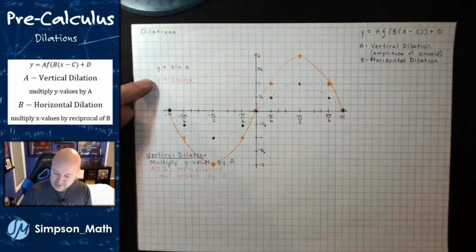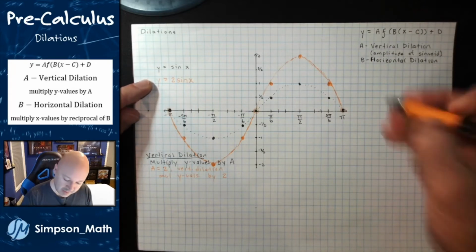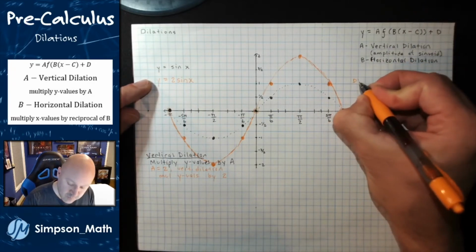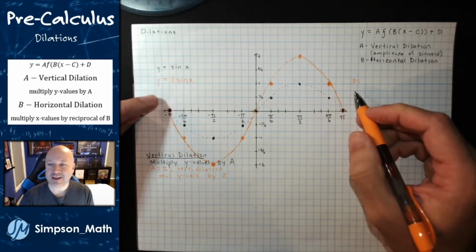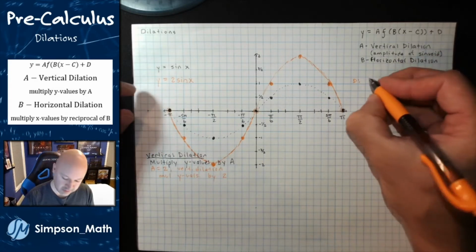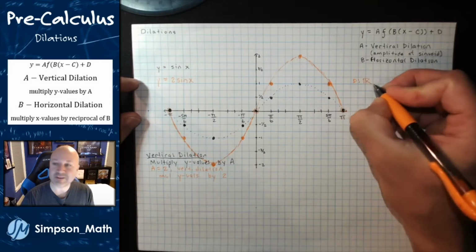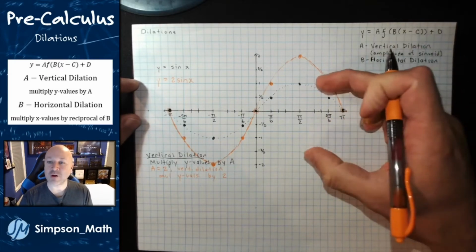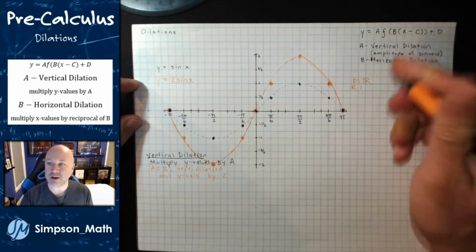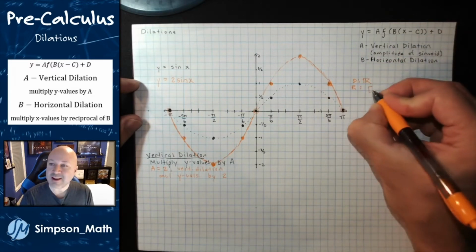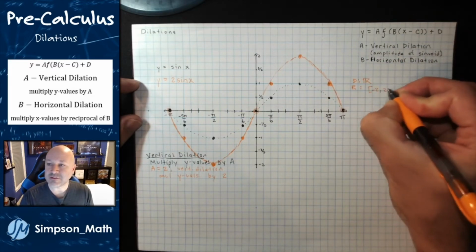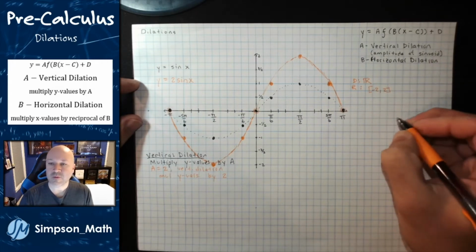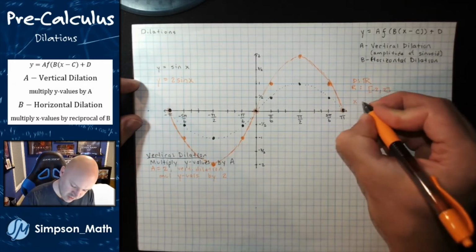If I wanted to talk about certain things like domain, well, that didn't change any. It's still going to be all real numbers. This thing stretches all the way to the left and right. Now the range did change. I'm no longer bound between negative 1 and positive 1. I'm now bound between negative 2 and positive 2. The x values did not change.